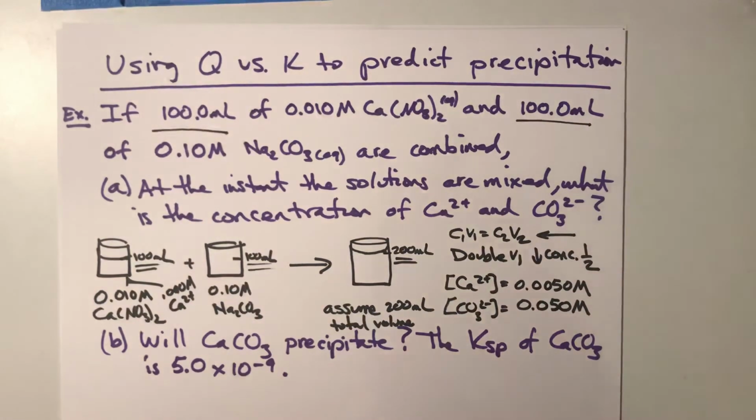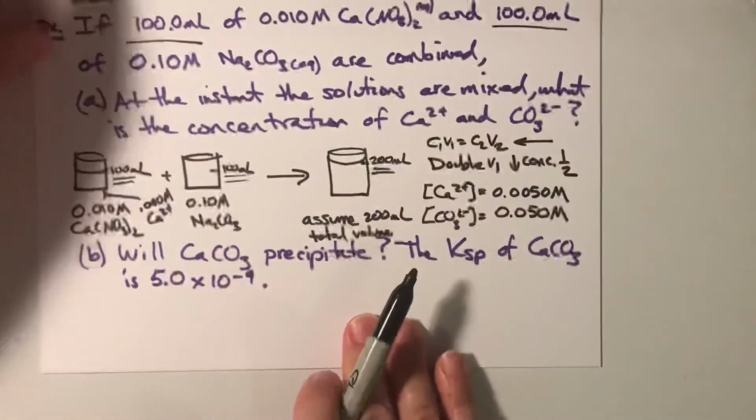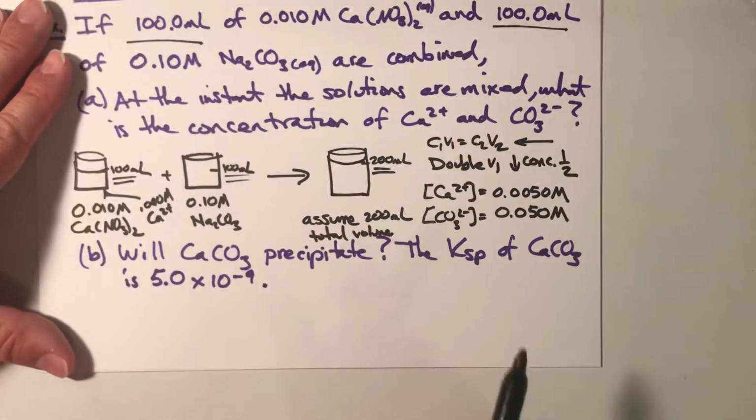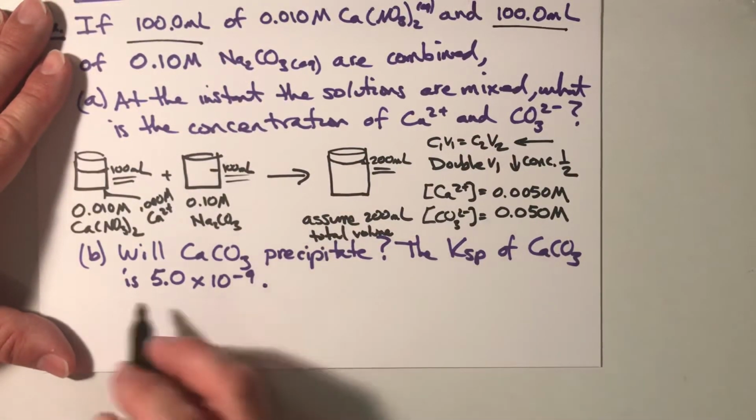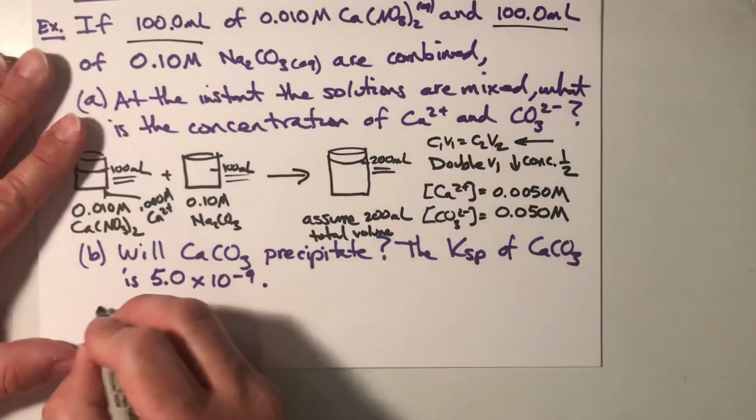All right, so now let's look at the second part of the problem, which says, will a calcium carbonate precipitate form or not? And we're given the KSP of calcium carbonate as that value. So what we're going to do here is we're going to calculate Q.